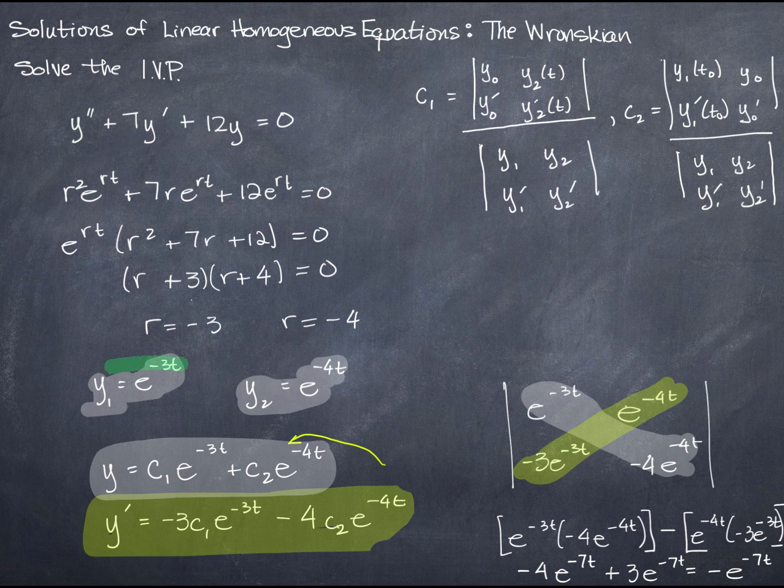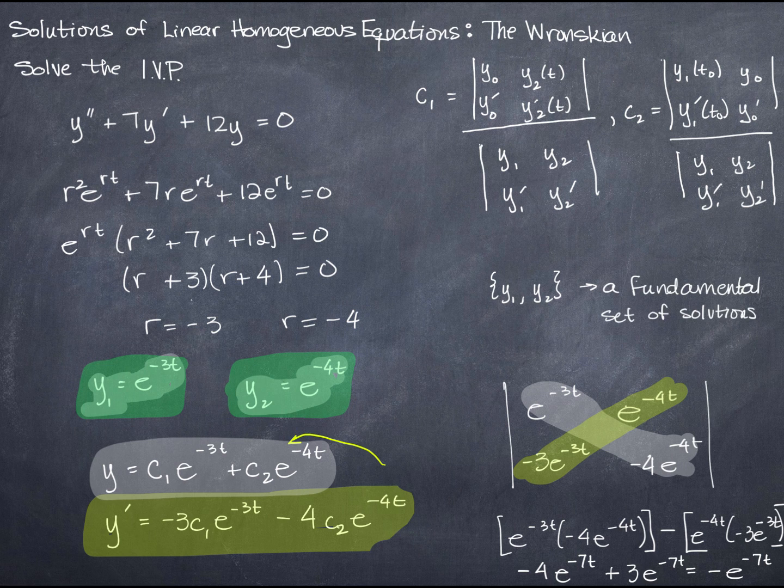But these two functions, these two solutions, now that I know what they are, and because I know the Wronskian of those two functions is not zero, in fact, it's never zero, I'm also going to call this collection of two functions, y1 and y2, a fundamental set of solutions.